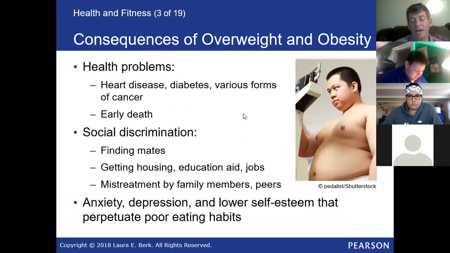The consequences of overweight and obesity: heart disease, diabetes, various forms of cancer, earlier death, social discrimination. It's more difficult to find mates. It's more difficult to find housing. It's more difficult to get educational aid, to get a job. Even juries, what's the word I'm looking for? When they come to a ruling, juries are more harsh on people who are overweight. Also, some other consequences: anxiety, depression, lower self esteem that perpetuate poor eating habits.